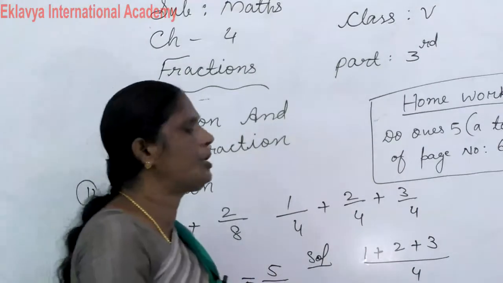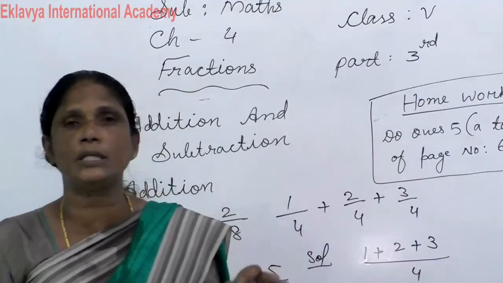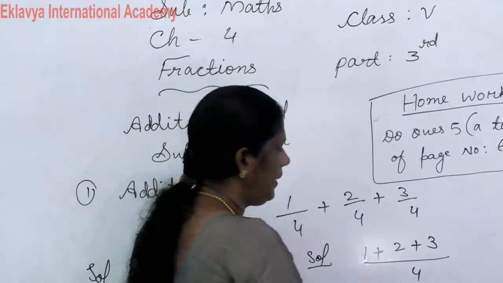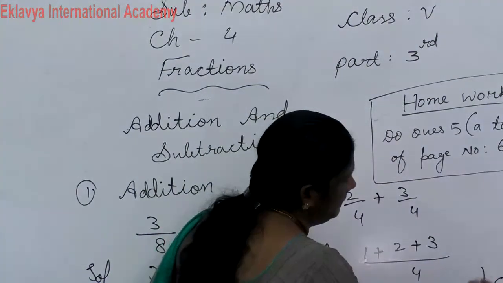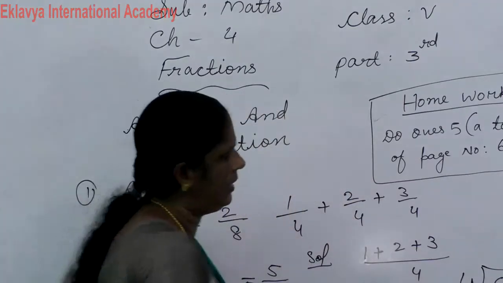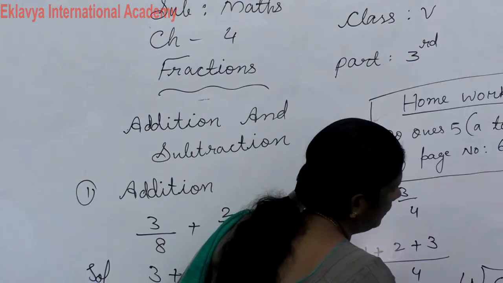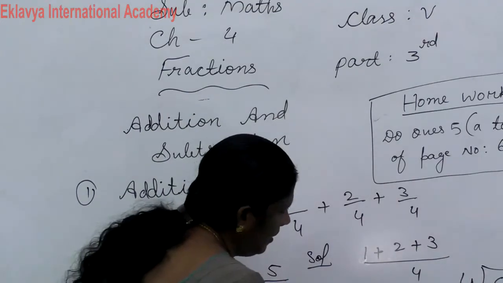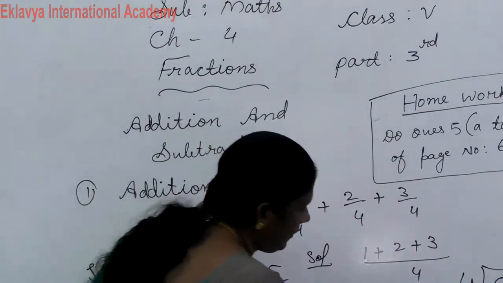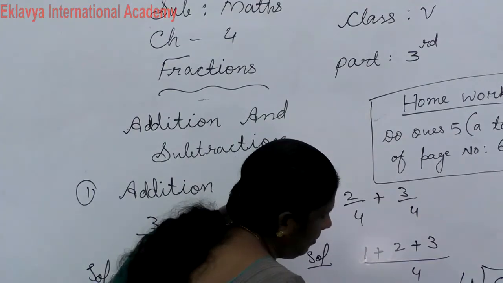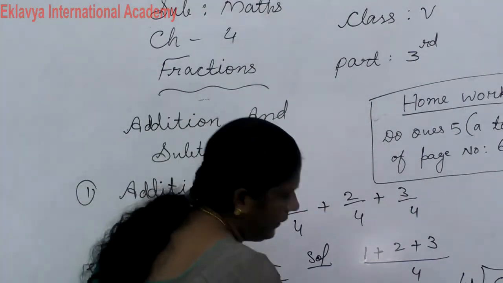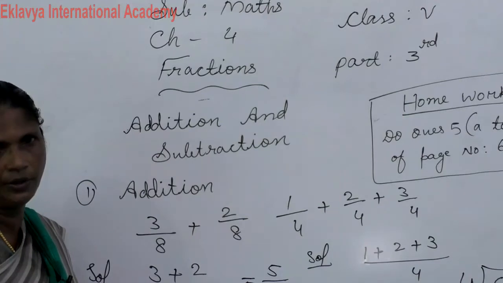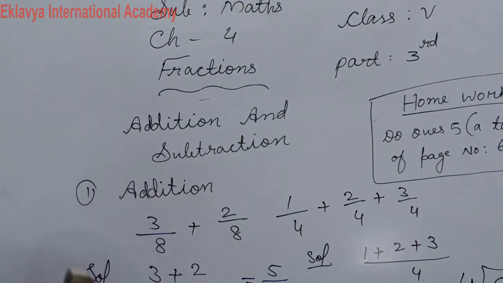Then this fraction you convert into a mixed fraction. Here we divide by this. How many times does 4 go into 6? 1 time, then subtract. The quotient becomes the whole number, your remainder becomes the numerator, and your divisor becomes the denominator. Understand? Yes, one more example.